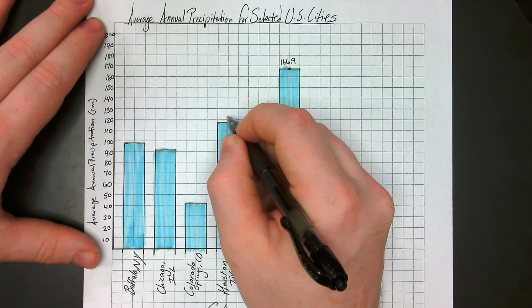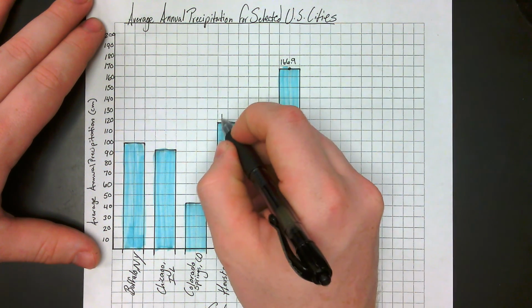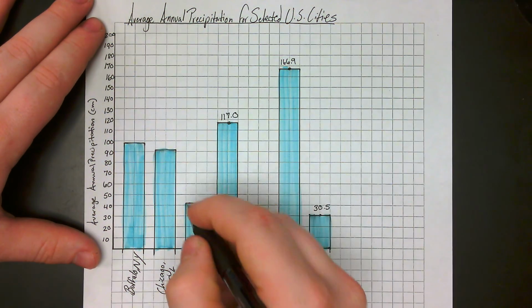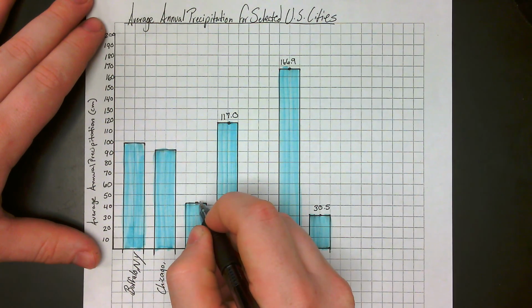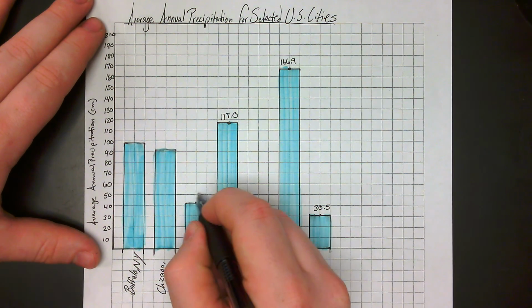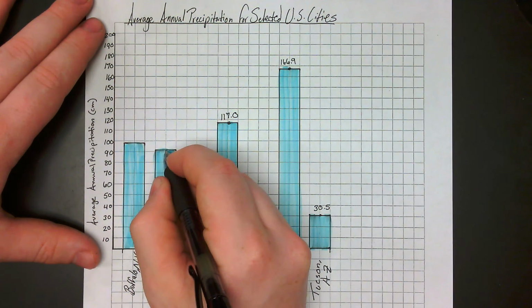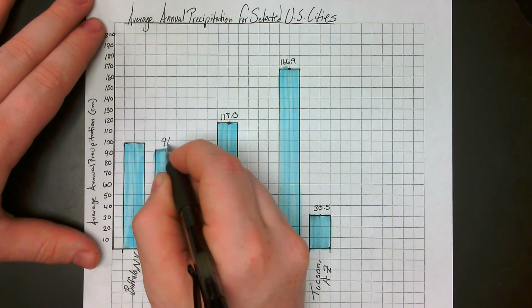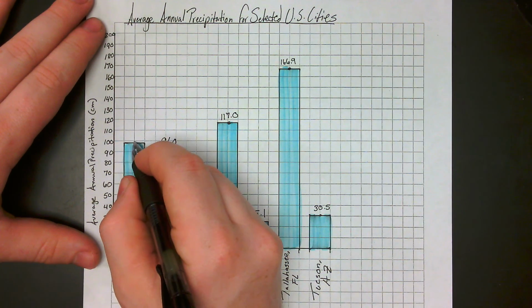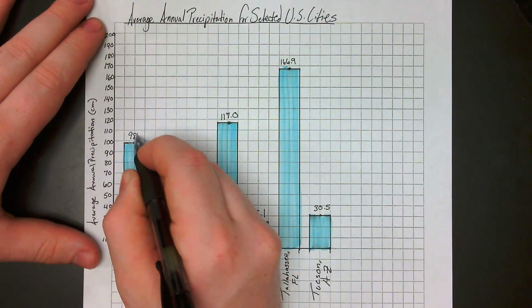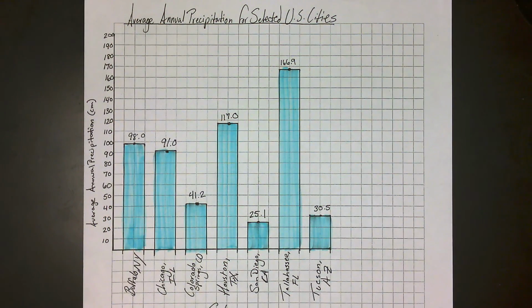Houston would be 117.0. Colorado Springs would be, let's see, 41.2. Chicago would be 91.0, and then Buffalo would be 98.0. Okay. Because it just makes it that much easier to see things.